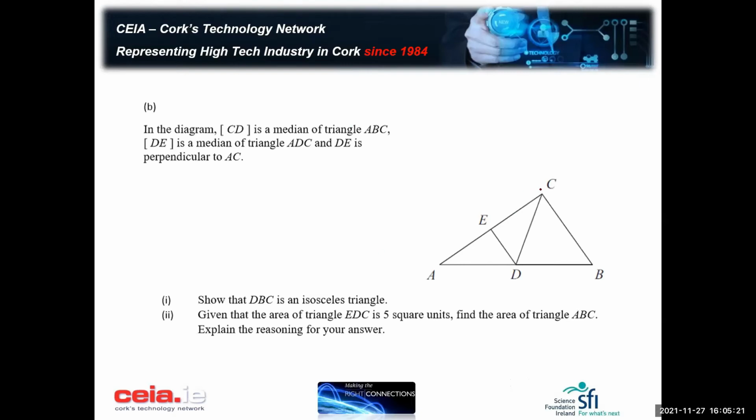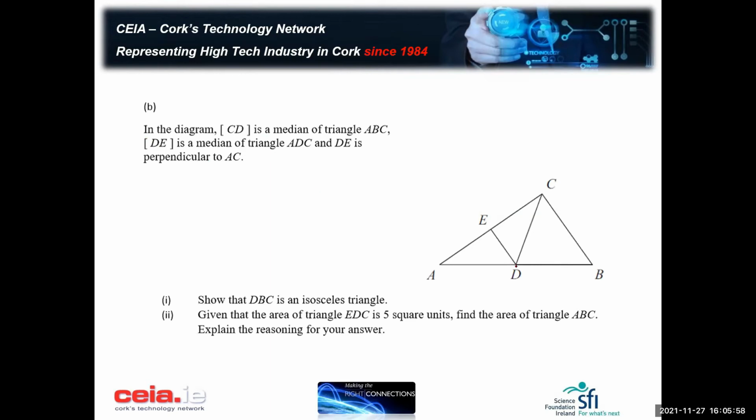So a median is a line from a vertex to the opposite side of the triangle. And what the median does is it splits the opposite side in two. Okay, so therefore AD equals DB. And similarly, we're told here, the line segment DE is a median of the triangle ADC.